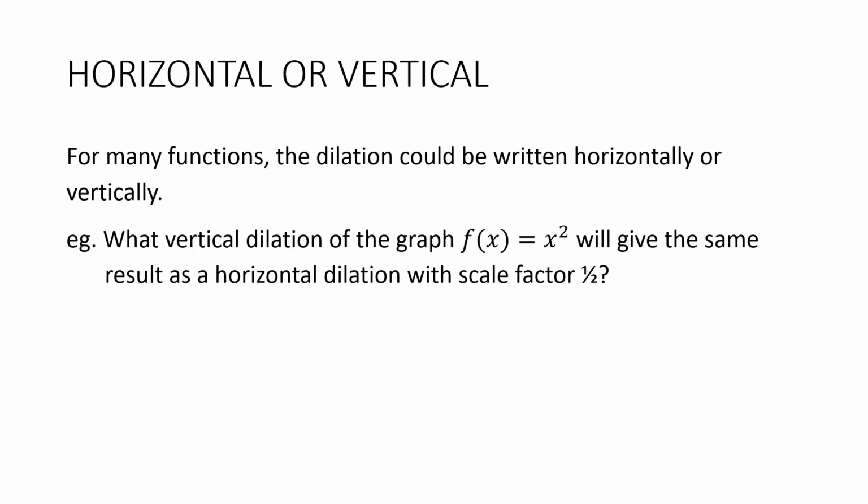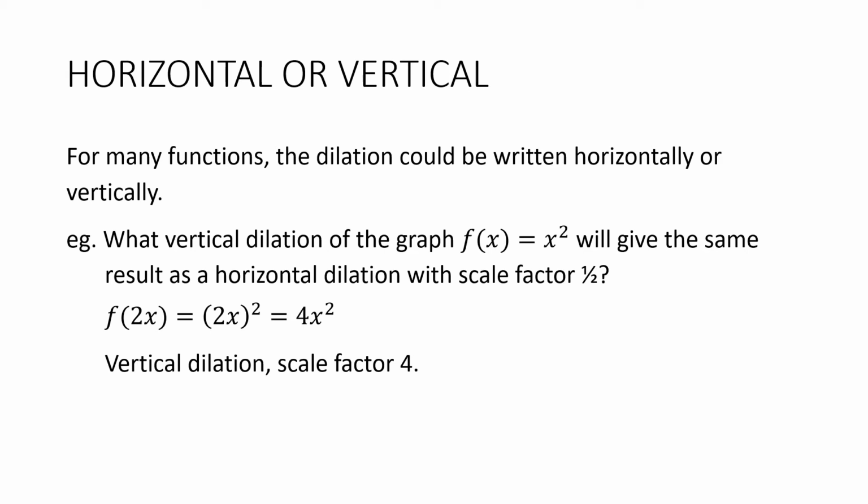What vertical dilation of the graph f of x equals x squared will give the same result as a horizontal dilation of scale factor 1/2? Let's start here. If we want a horizontal dilation with scale factor 1/2, I'm going to put 2 in with this x like this. So f of 2x is the same as 2x all squared, which is 4x squared. Can you see how it's changed from being a horizontal dilation to a vertical one? And the vertical dilation has scale factor 4.